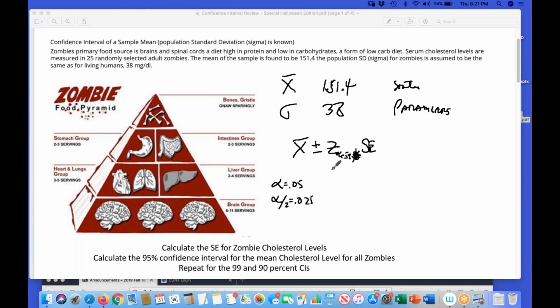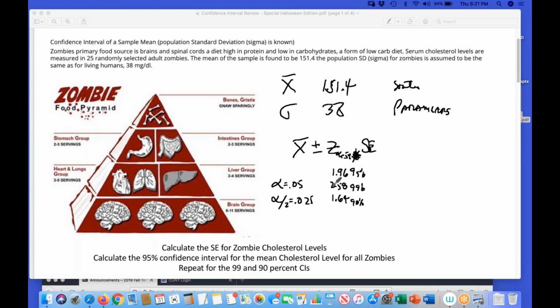Some z-value times the standard error. So what is that z-value? If we know the standard deviation of the population, that z-value is going to be 1.96 for a 95% confidence interval, 2.58 for a 99% confidence interval, and 1.64 for a 90% confidence interval. That comes from the z-table, right? So this is for a 95%, 99%, and a 90% confidence interval.